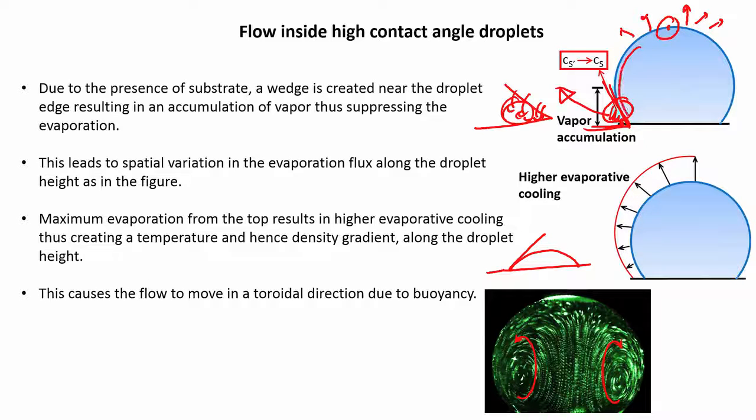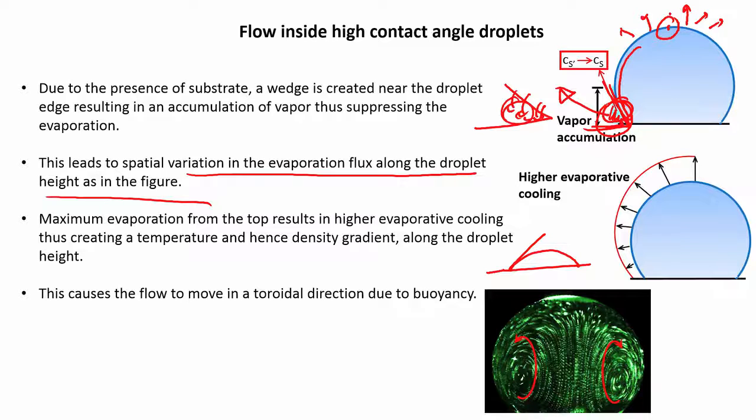Closer to the interface, closer to the three-phase contact line, there is an accumulation of vapor, an accumulation length scale, and this prevents further evaporation from happening. So, there is a local suppression of evaporation. This also leads to a spatial variation in the evaporation flux with the droplet height. The maximum evaporation occurs from here, and the lowest evaporation happens from here.